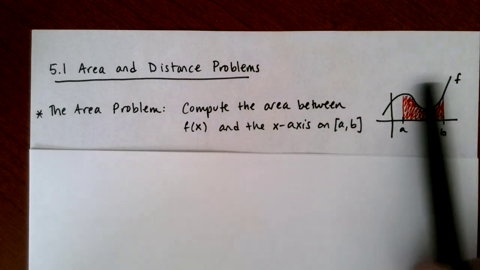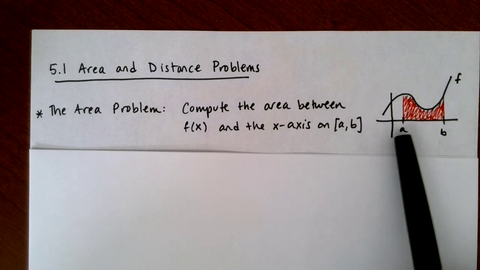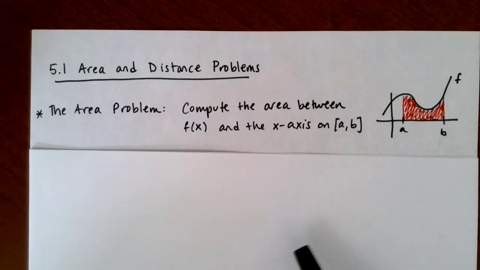So this is a rough sketch of what we're talking about here. You have some function doing whatever. You have an interval x equals a to b. And we're talking about the exact area contained between the curve and the x-axis. If the curve happens to be straight lines or a perfect circle, we might have geometry formulas that can help us compute that area.